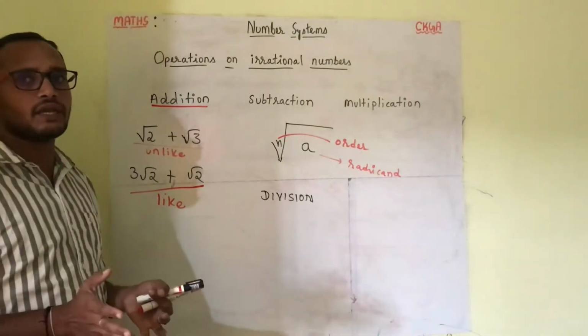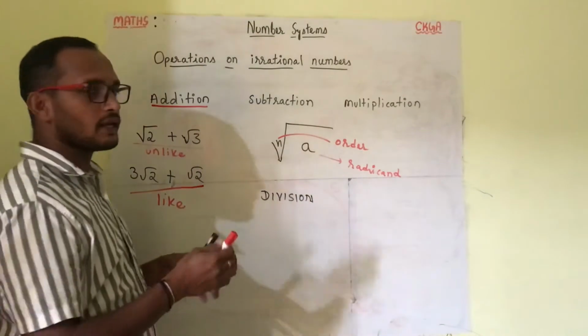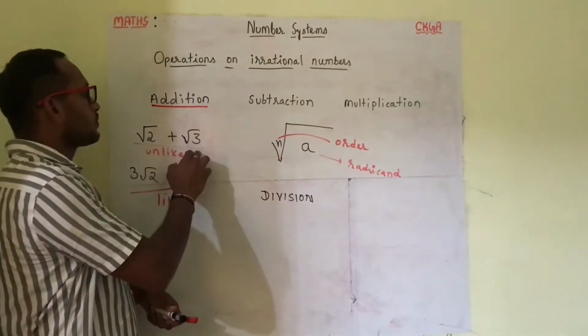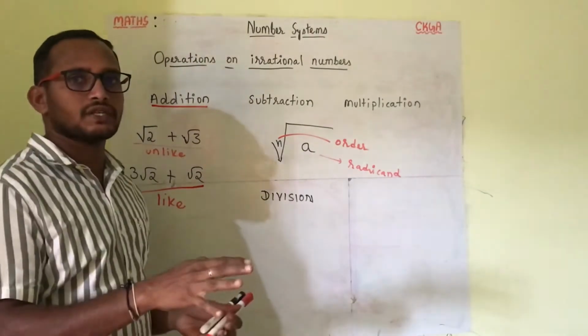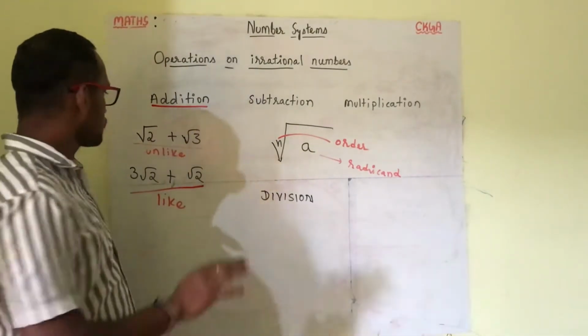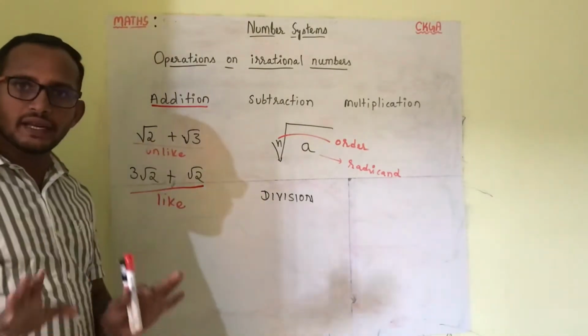Root 2 plus root 3, you don't say root 5. That's a wrong assumption. Usually this error is made by our children. Suppose you have root 2 plus root 3, suddenly they will add 2 plus 3 is 5, then write root 5. That is a wrong assumption and wrong writing. Since root 2 and root 3 are unlike irrational numbers, you can't do anything with that.